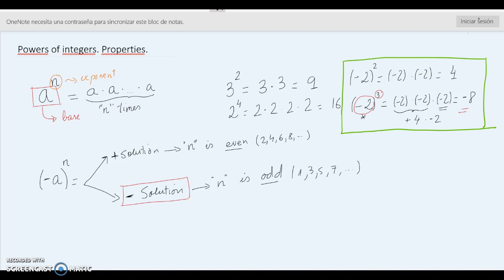And the first operation, this 2 is an even number. The base is negative, so we get a positive number. We are in the first option or first solution, the positive solution. Okay.